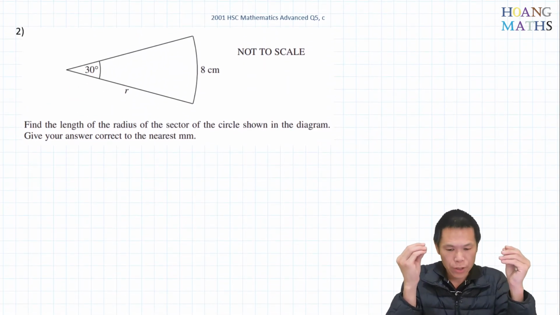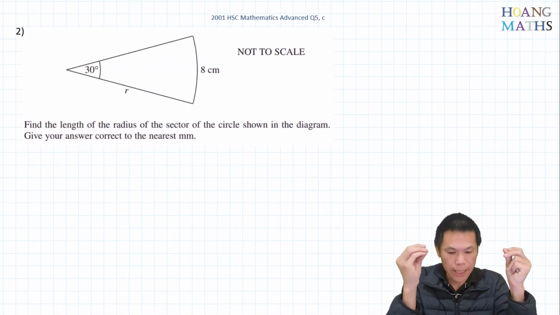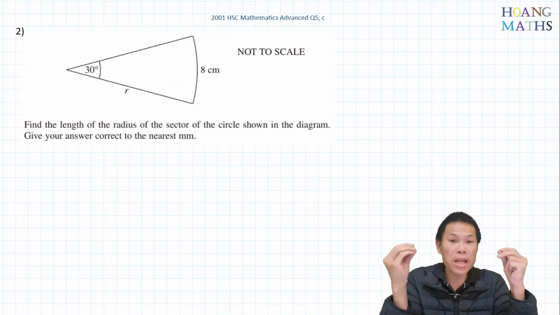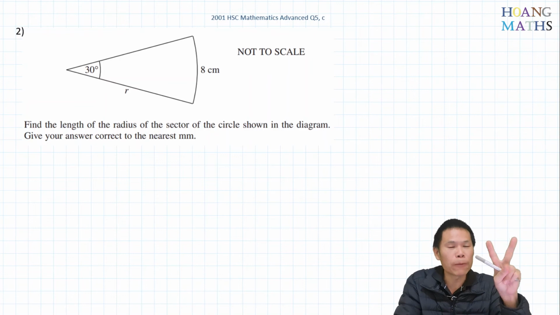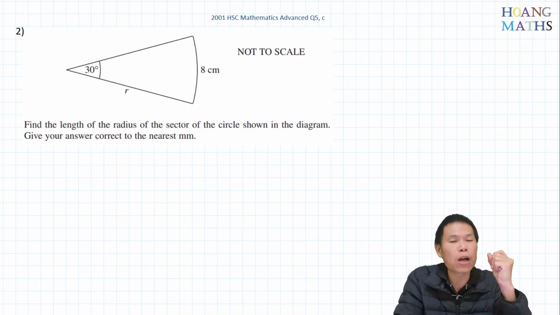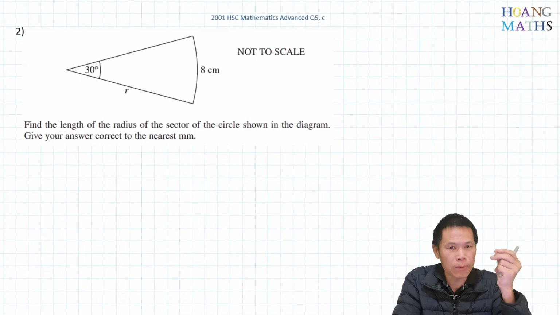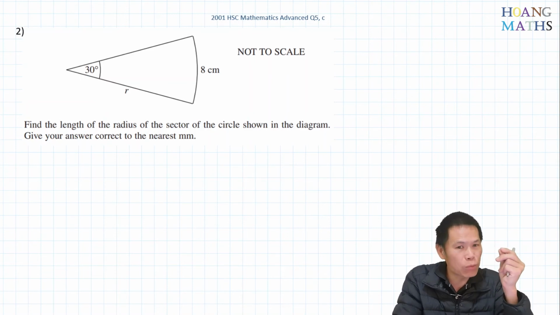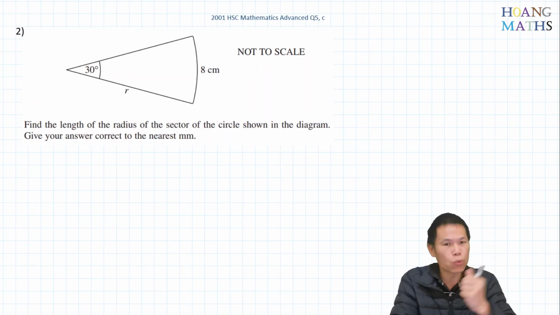Last one. So we need to find the radius to the nearest millimeter, but the arc length is in centimeters. So there are 2 ways to do it. The first one is you either convert the arc length into millimeters first, and then you round to the nearest millimeter. Or you can work it out first in terms of centimeters, and then you convert, or you round to 1 decimal place if you like, because 1 centimeter is 10 millimeters. Just remember that, okay? So 2 ways to do it.